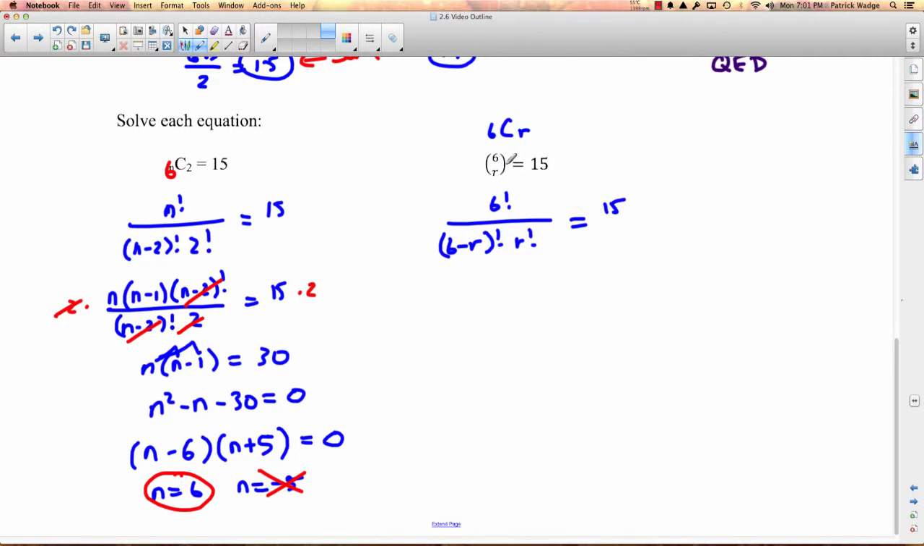Okay, this one's a little more difficult. We're going to have to just guess on this one. First of all, I can figure out what 6 factorial equals. That's 6 times 5 times 4 times 3 times 2 times 1. That equals 720. Equals 15. Let's multiply everything by this bottom part here, 6 minus r factorial times r factorial. So that'll get rid of it here and it'll all come up here. So we'll have 6 minus r factorial, r factorial.